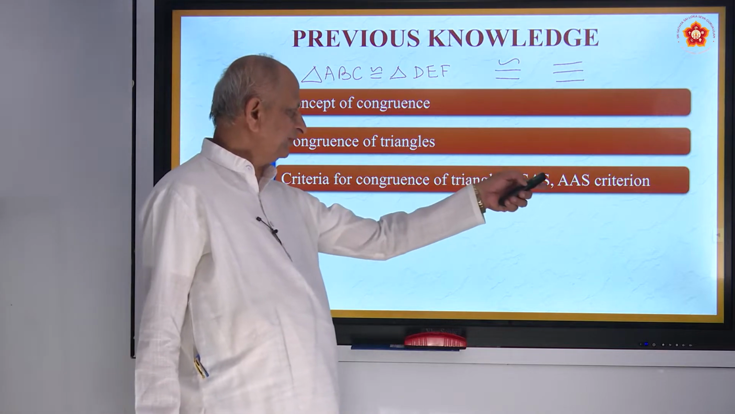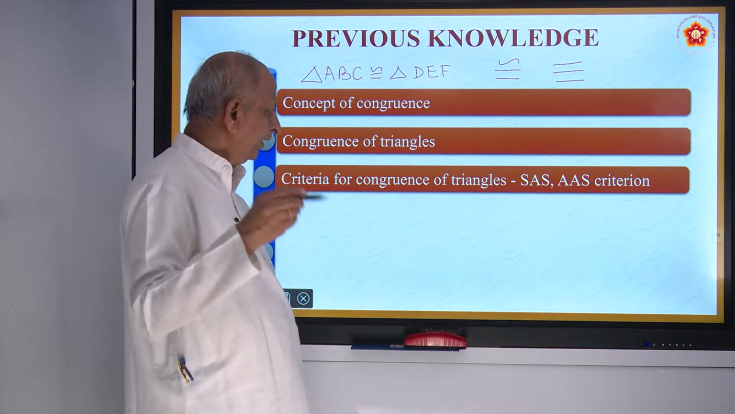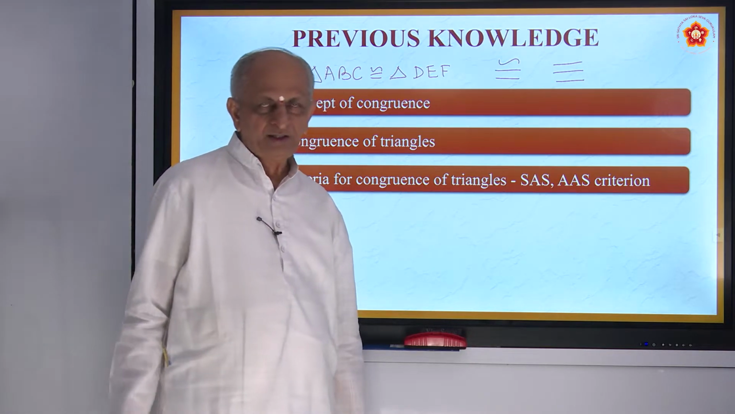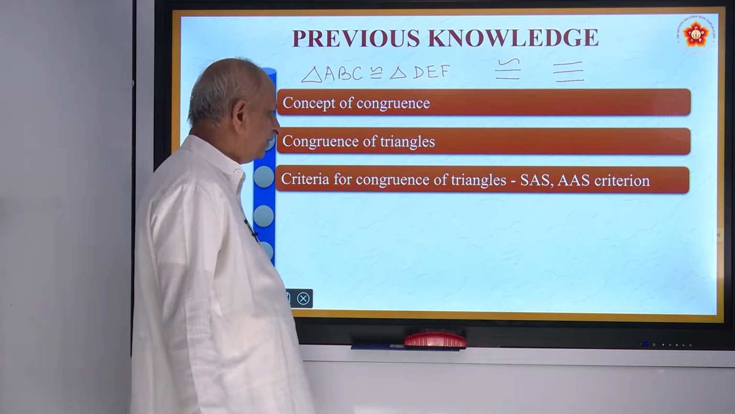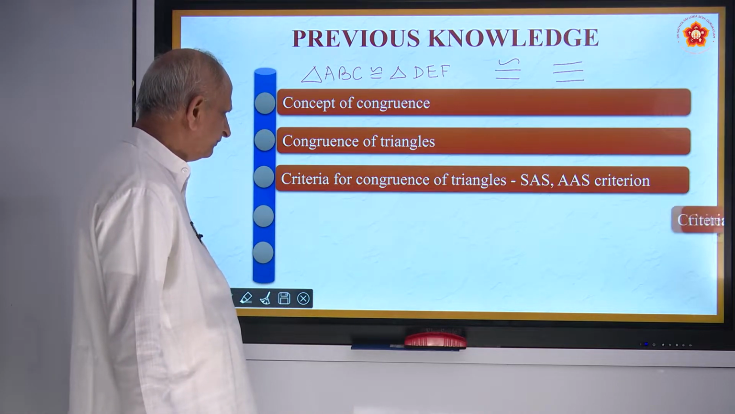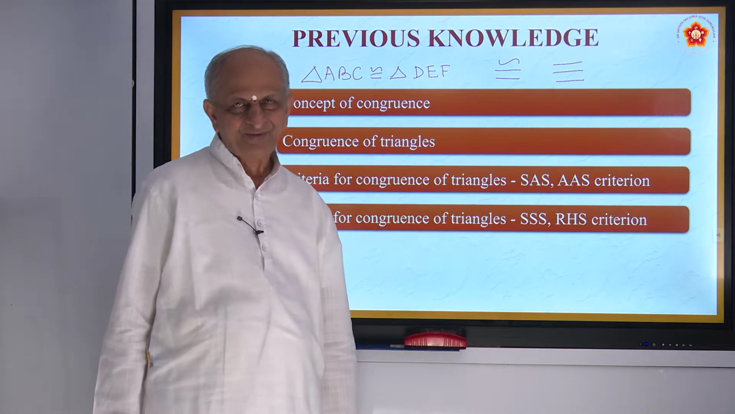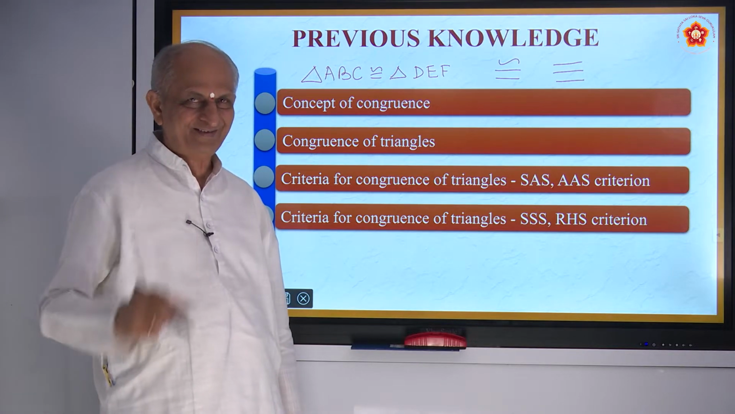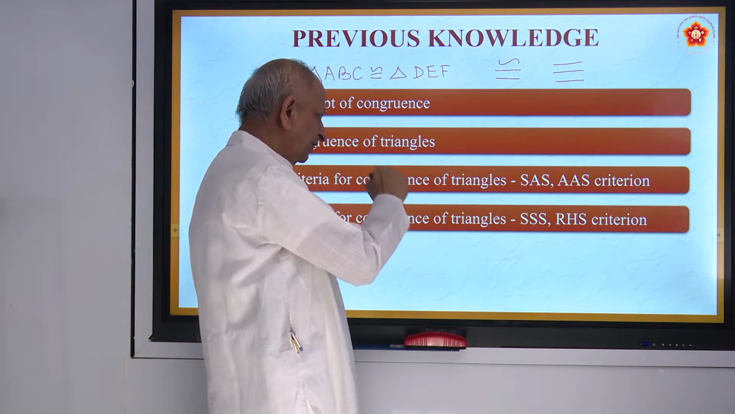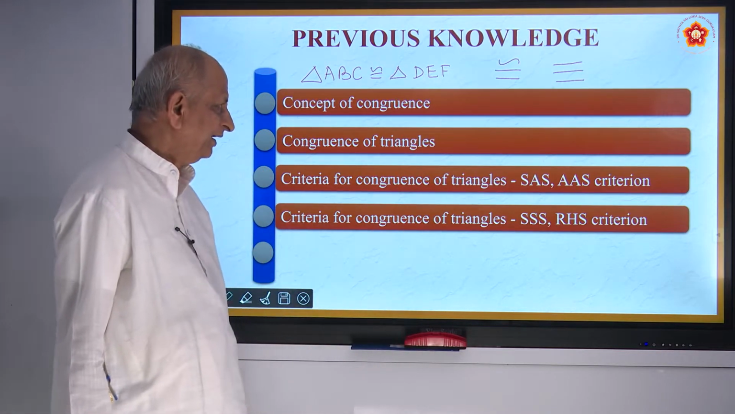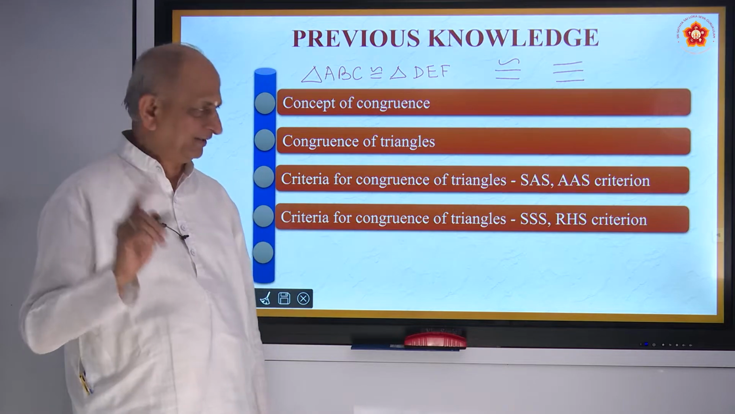Another criterion was AAS. AAS means two angles and one side of one triangle are equal to the corresponding angles and side of the other, then the two triangles are said to be congruent. Also we have seen SSS. What is SSS? Side, side, side. It means the three sides of one triangle are equal to the corresponding three sides of the other triangle, then we call those two triangles congruent triangles.